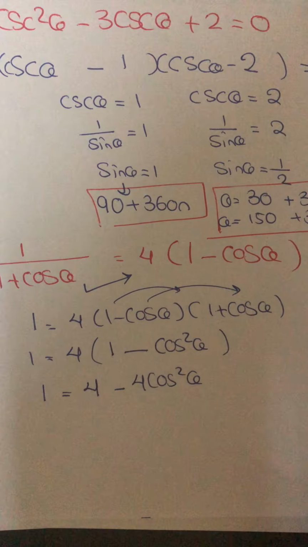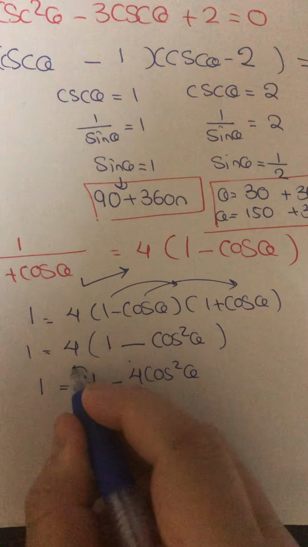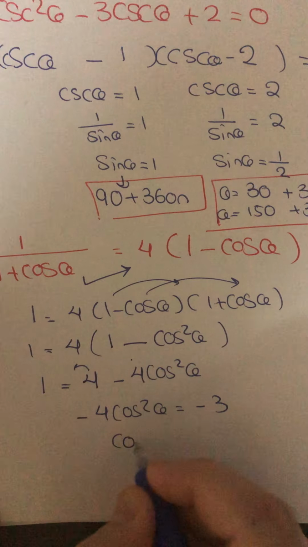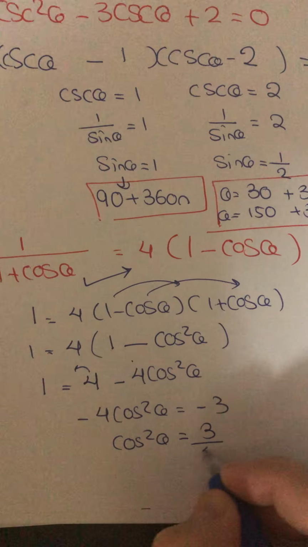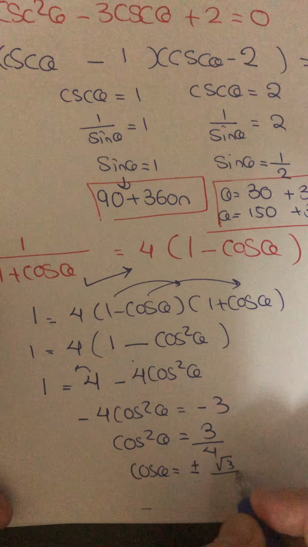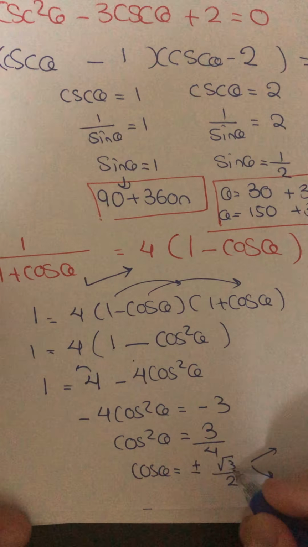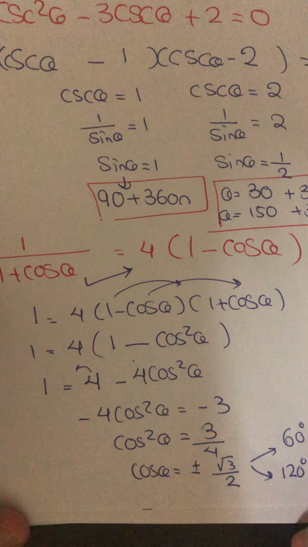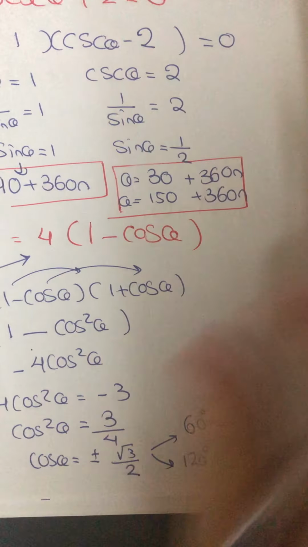Now I don't have any other trigonometric function, so if I take up here this over here, I'll have -4 cosine squared theta equals -3. So cosine squared theta equals to 3 over 4. So cosine theta equals to positive or negative root of 3 over 2. Okay, again on the unit circle, the root of 3 over 2 is at 60 degrees and at 120 degrees plus 180n, and I'll tell you why I chose 180n and not 360.